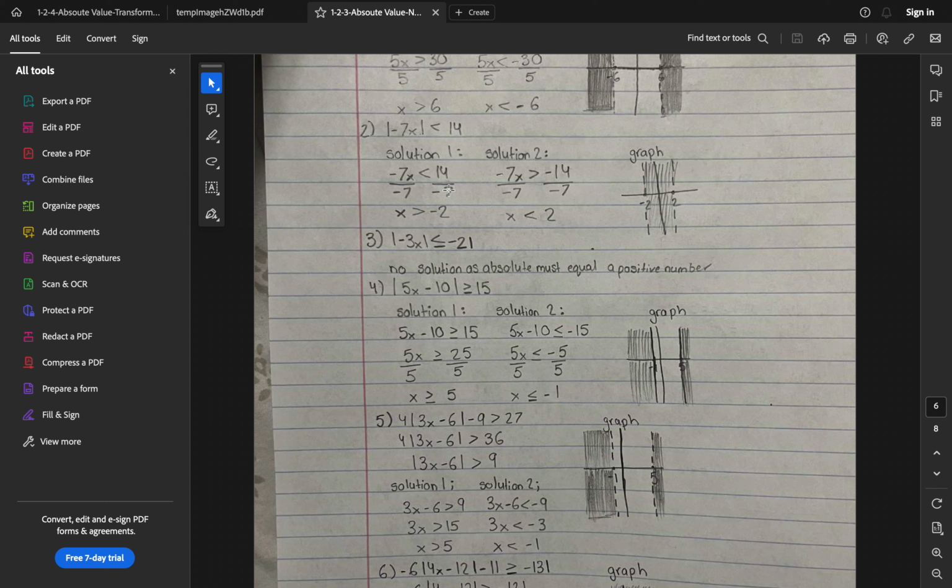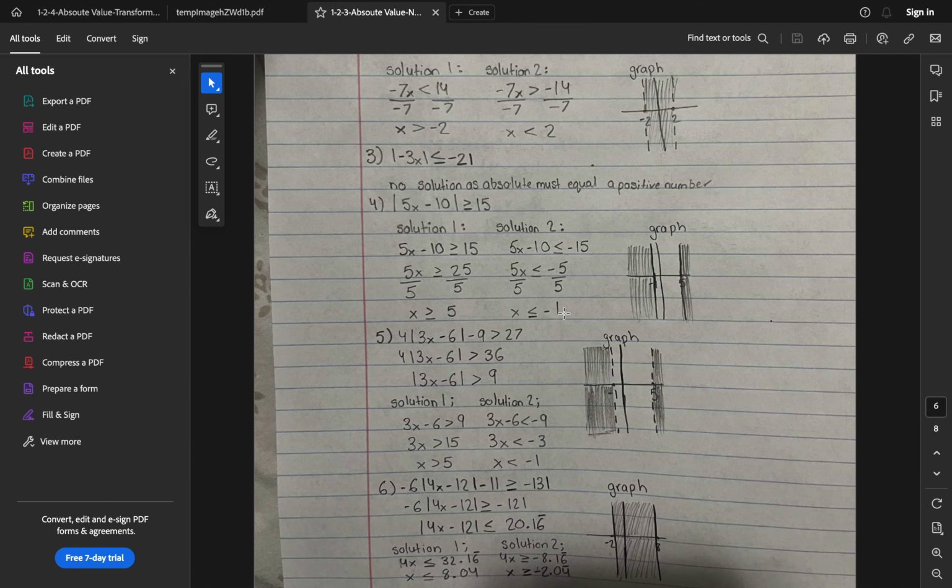For solution number 2, we have negative 7x divided by negative 7 is greater than negative 14 divided by negative 7. Once again, since we're dividing by a negative number, the inequality sign changes direction, so it becomes x is less than 2. Here on the graph, it shows that x can be between negative 2 and 2 and nowhere else.